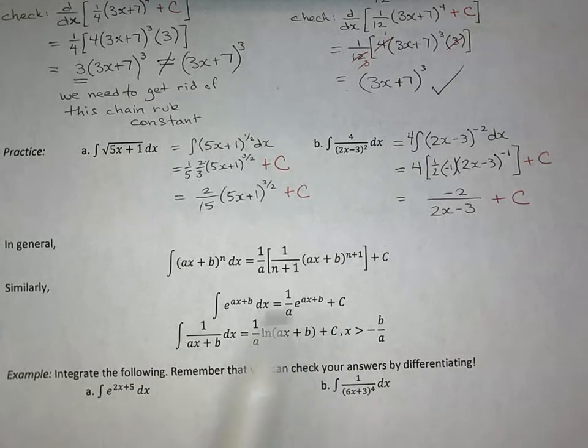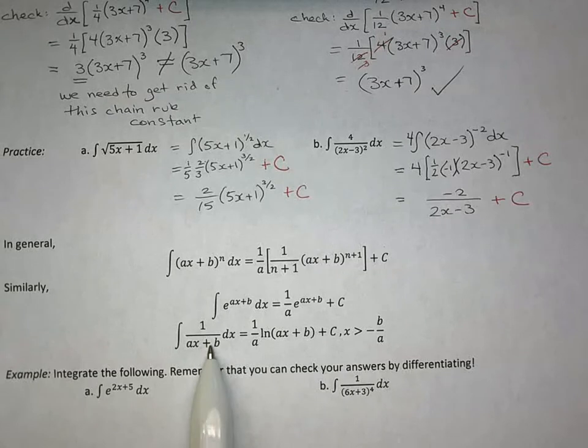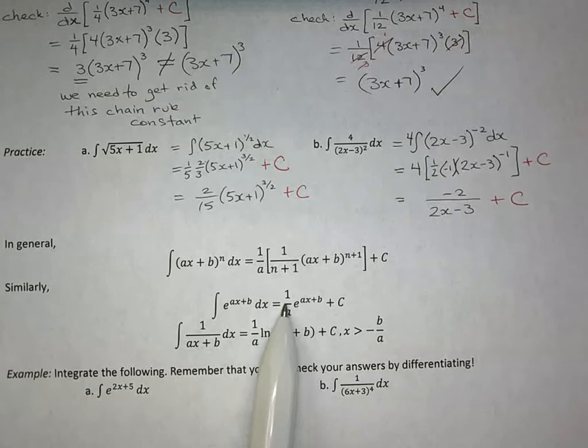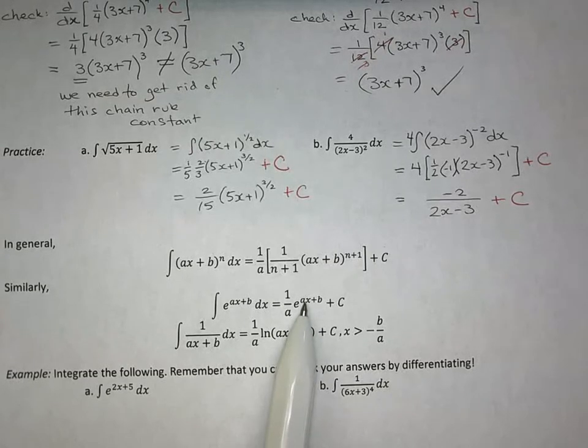Similar formulas exist for the ln and e functions within a function, or chain rule situation. You have the integral of e to the something is e to the something, but then you need an extra term in front to undo the derivative, the chain rule. Similar here, you need a little term to get rid of the chain rule.